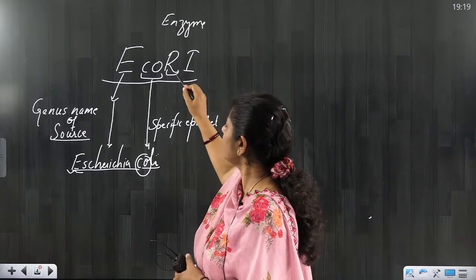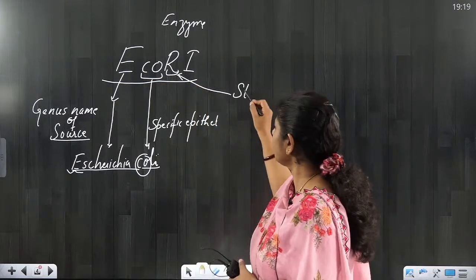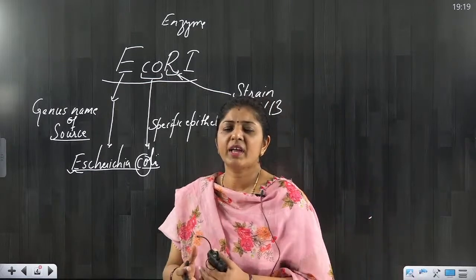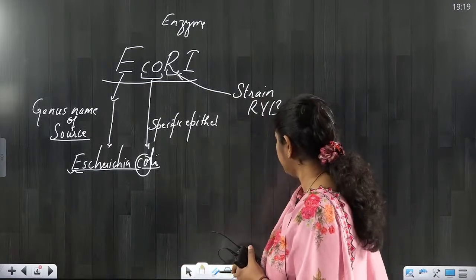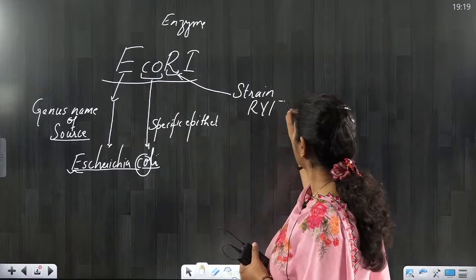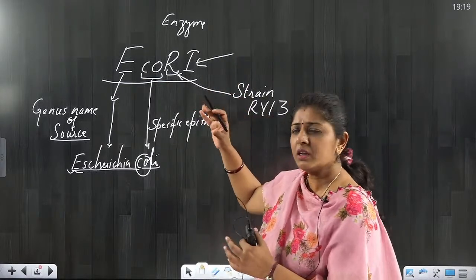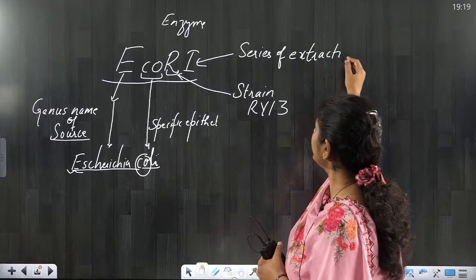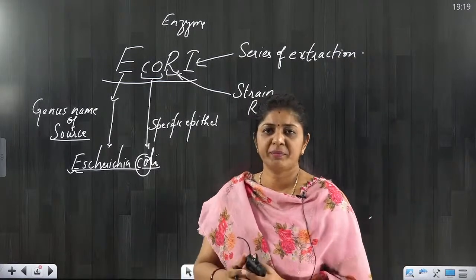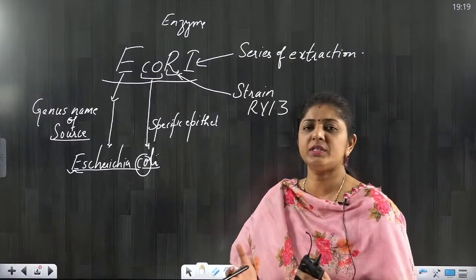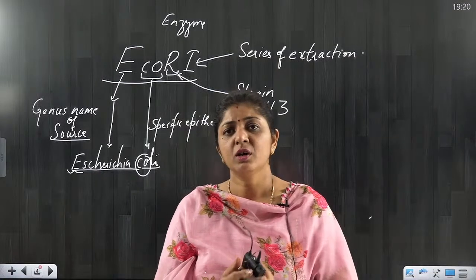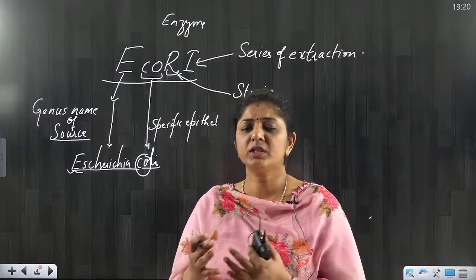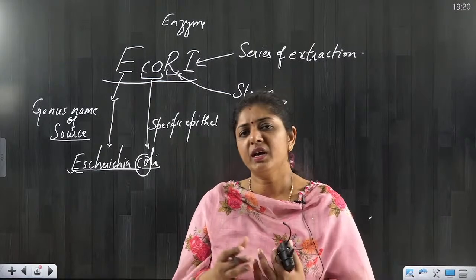And what does R stand for? R stands for the strain, RY13. That is a strain, meaning a variety of that bacteria. And what does the Roman numeral I stand for? It is the series of extraction. This means we have to name the restriction enzyme in this way. So this is about the nomenclature of any restriction enzyme. How many restriction enzymes are known? More than 900. And we give them different names based on the source, their strain and the series of extraction.